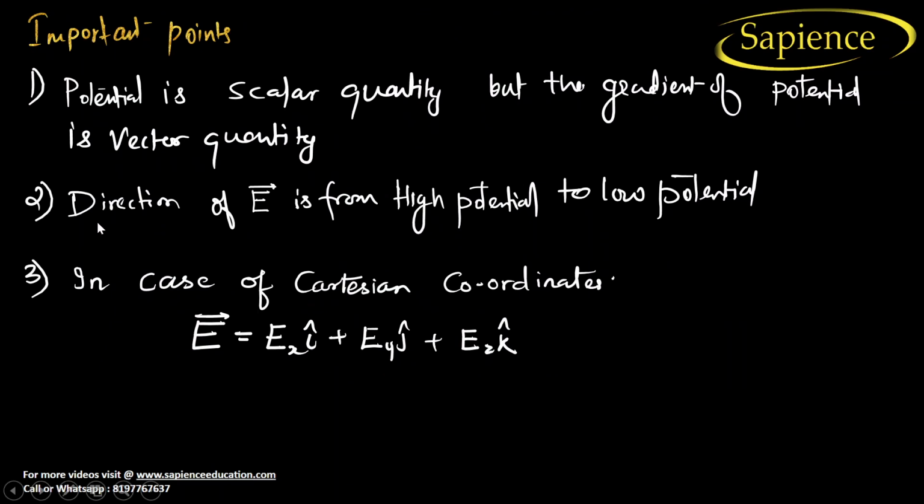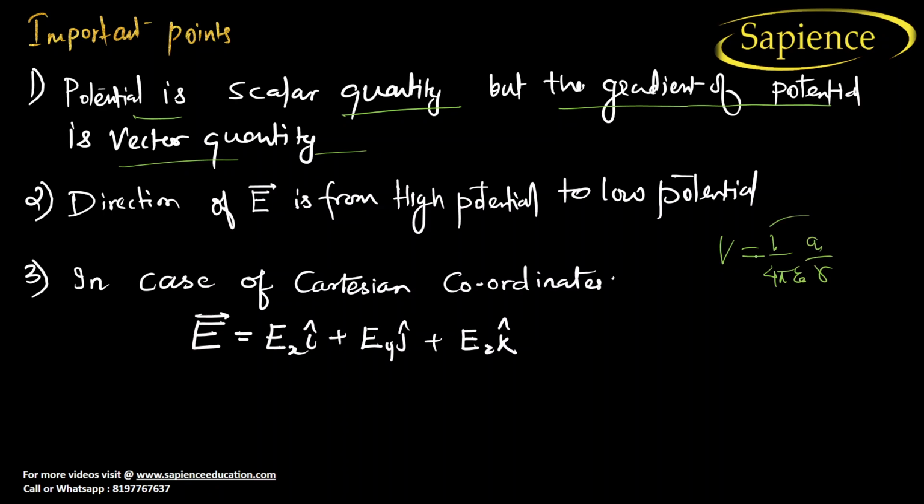Okay. Now the important point: potential is a scalar quantity, but the gradient is a vector quantity. In fact, we have already done that: V is equal to 1 by 4 pi epsilon not into Q by R. It is a scalar. But when we talk about the gradient, what does gradient mean? We are relating potential with the displacement.